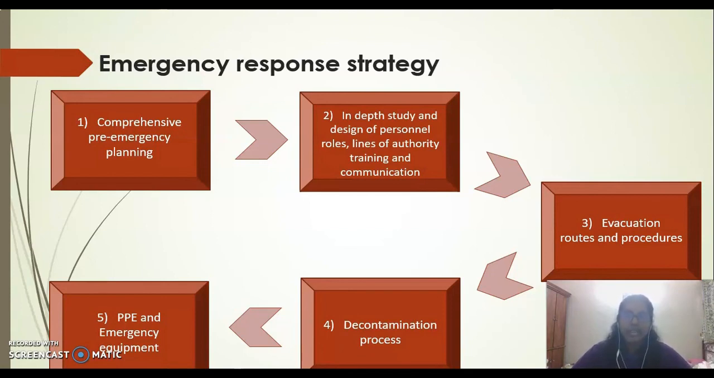The first one is comprehensive pre-emergency planning and coordination with third-party organizations. Second one is in-depth study and design of personnel roles, lines of authority, training and also communication. Third one is easy access to evacuation routes and procedures. Fourth one is that the decontamination process must be maintained and monitored regularly. And the last one is PPE and emergency equipment must be ready and worn at all times.